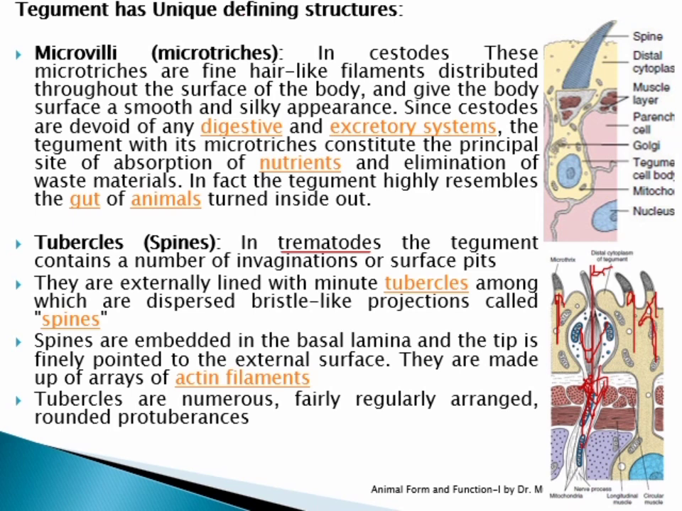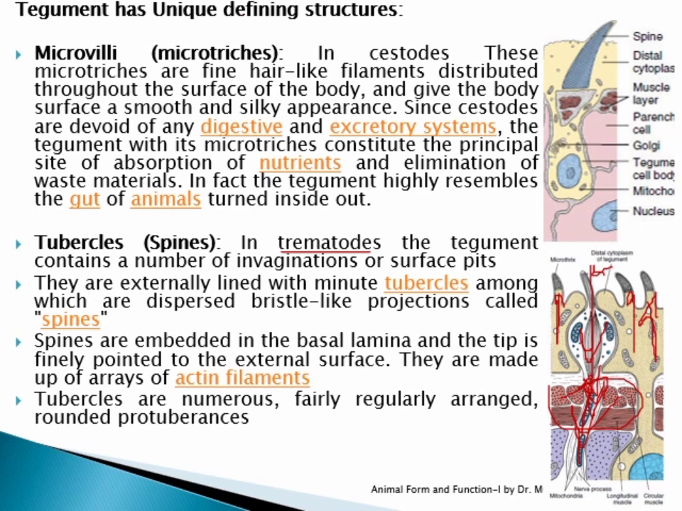Most of the spine is embedded in the basal lamina. They start from the connective tissue that is beneath the epidermal cells, and their tips just come out of the pits that are present in the tegument. And tubercles are numerous, fairly regularly arranged, and rounded.